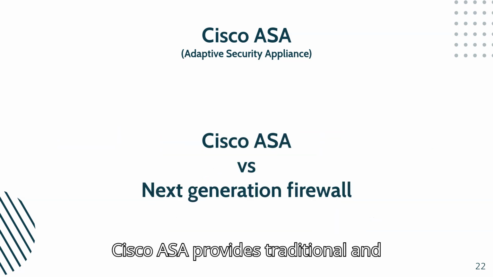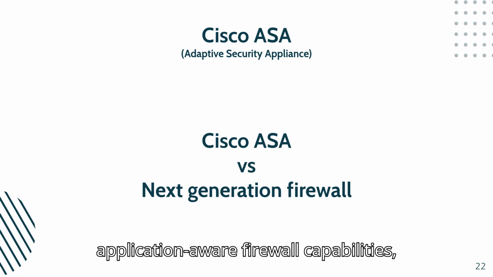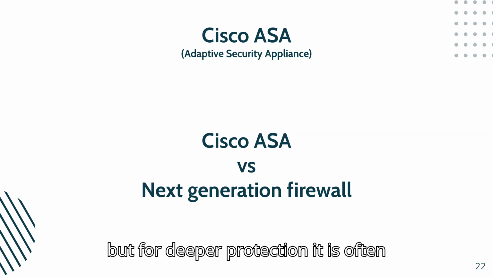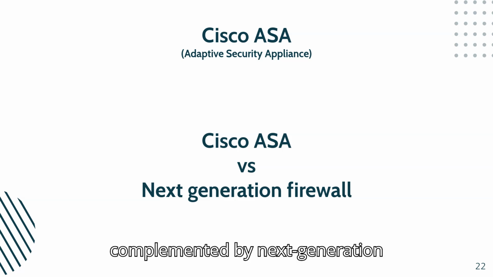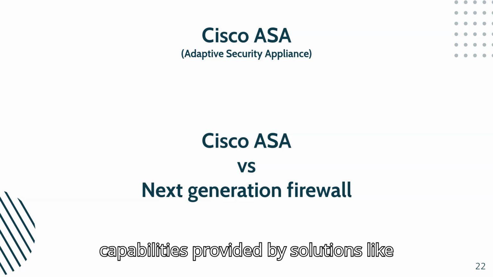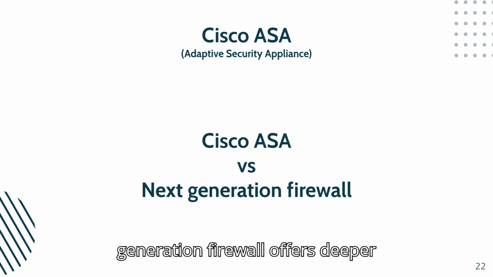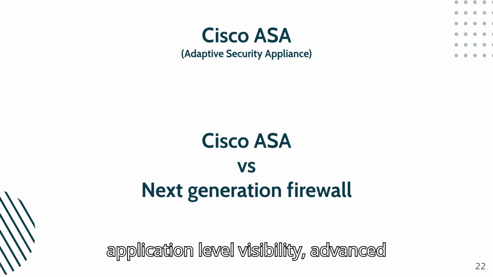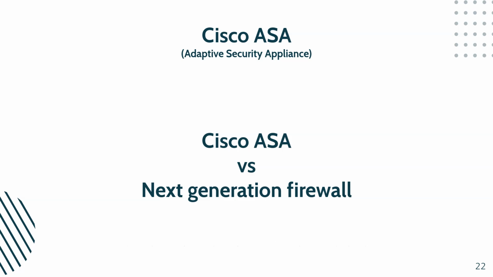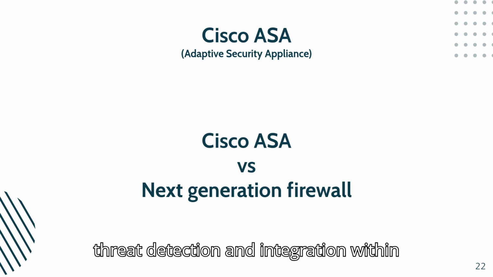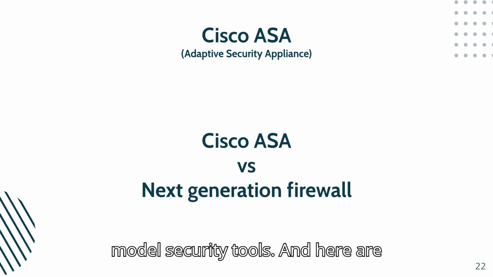Cisco ASA provides traditional and application-aware firewall capabilities, but for deeper protection, it is often complemented by next-generation capabilities provided by solutions like Cisco Firepower Services or Cisco Secure Firewall Threat Defense. Next generation firewalls offer deeper application level visibility, advanced threat detection, and integration with modern security tools.